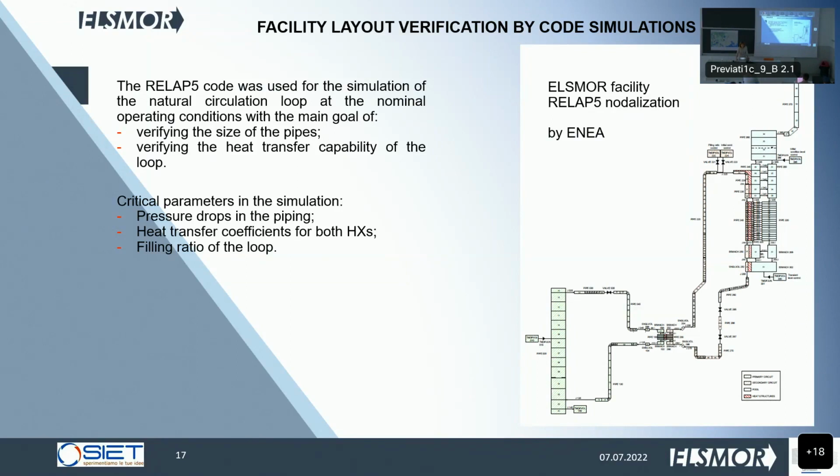But before proceeding with the fabrication, we asked ENEA to do a simulation with the RELAP5 code to verify if the diameters and the layout of our loop were reasonable, or if the code simulated some issues that we might have in the plant.